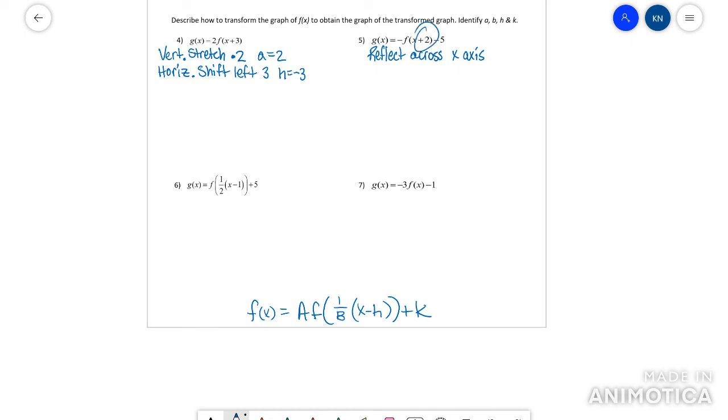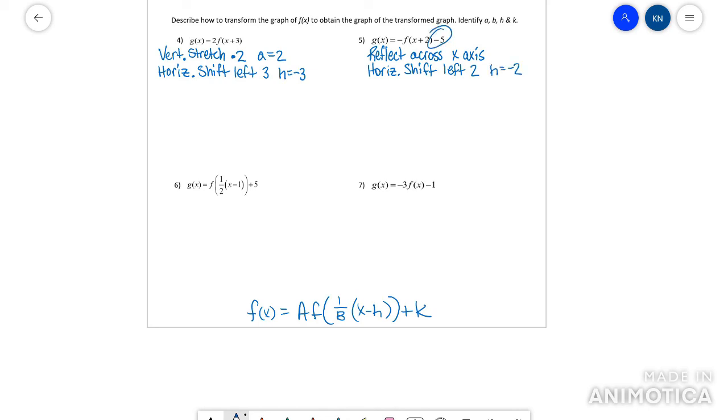The next transformation I see would be this plus 2 here. It's inside, so it's horizontal. It's a plus minus, which makes it a shift. Then you just have to figure out direction. It's horizontal, so it's lying to you, so do the opposite. So you're really going to do a minus 2, which makes it go left 2. Now it's in your H slot, so just change the sign from plus 2 to minus 2 and go H equals minus 2.